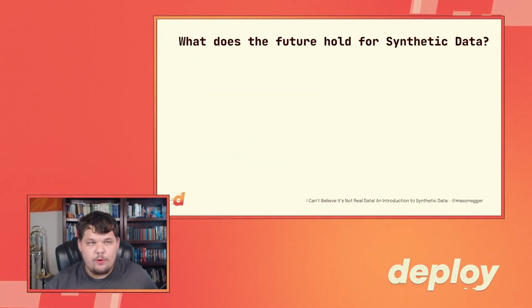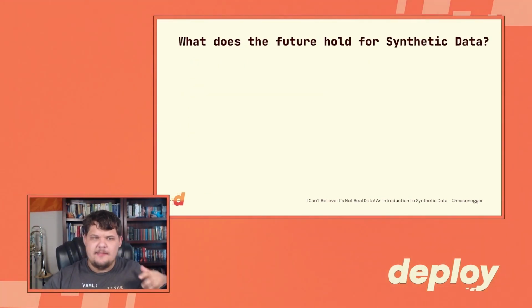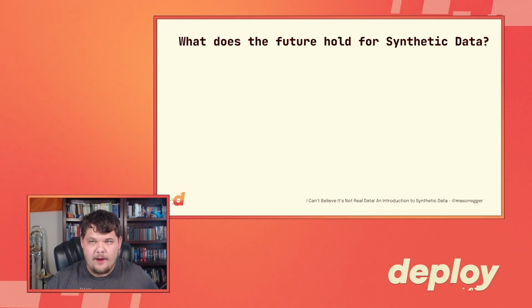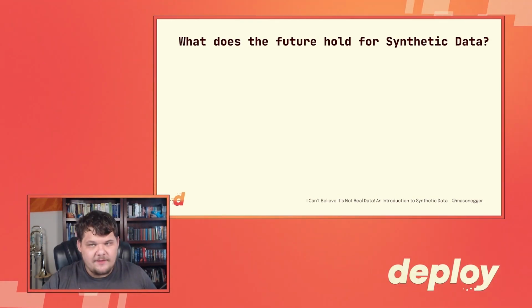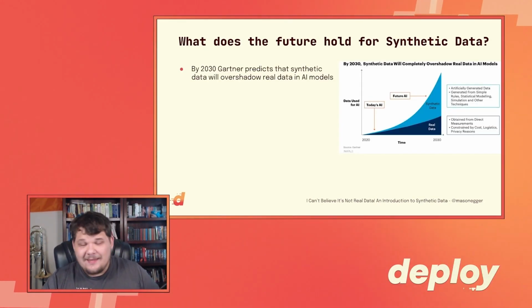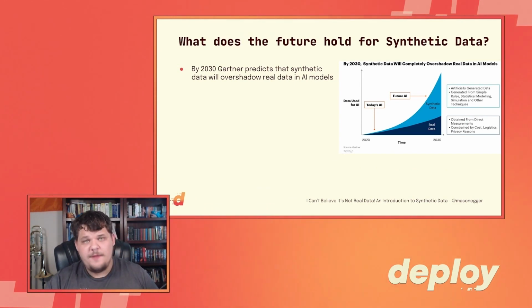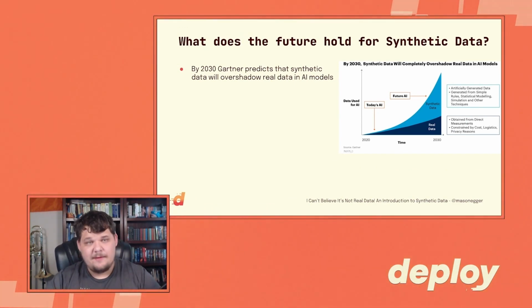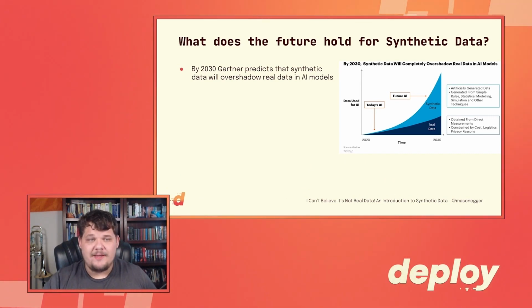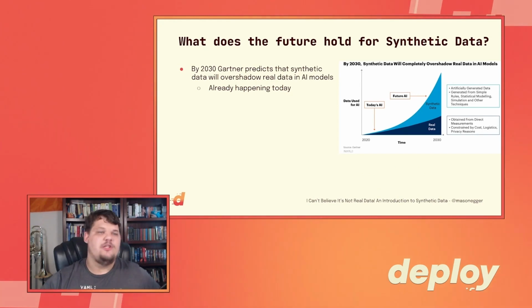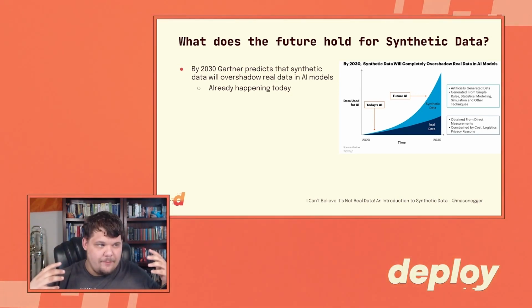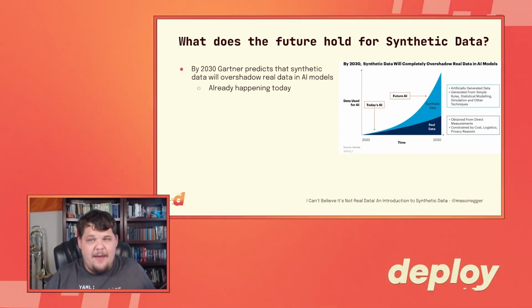So you may now be wondering, this is really cool, but is this new tech going to stick around? What does the future hold for synthetic data? And actually, yes, a lot of people think that synthetic data is here to stay, and it's going to be very, very popular and powerful in the future. By 2030, Gartner predicts that synthetic data will overshadow real data in AI models. And as we already saw in the previous example, this is already happening today.